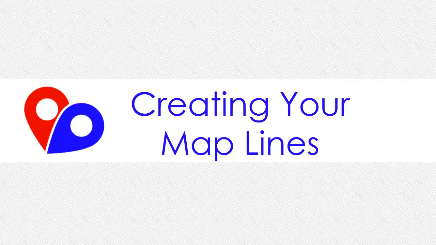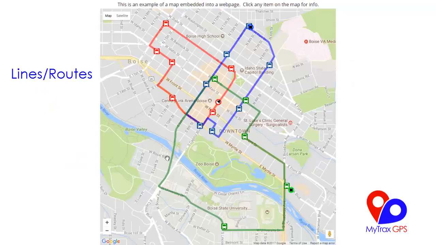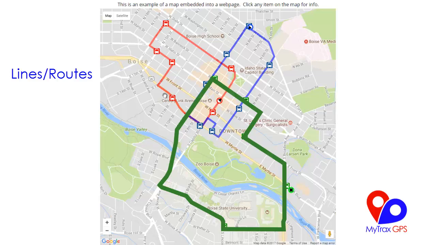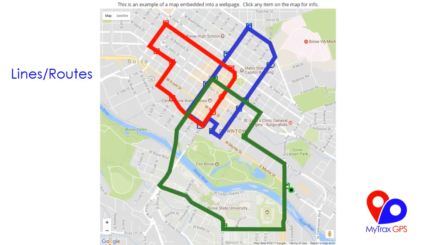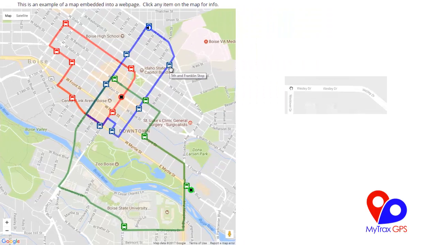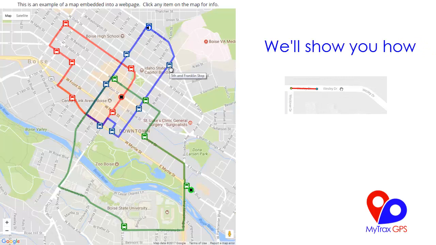One of the first things you'll do to customize your MyTrax GPS map is create your lines. These lines will most commonly represent routes, but you could also create lines to designate service boundaries, construction zones, off-limits areas, or anything else you might use lines to designate on your map. In this video, we'll walk you through creating and editing lines on your MyTrax GPS map.